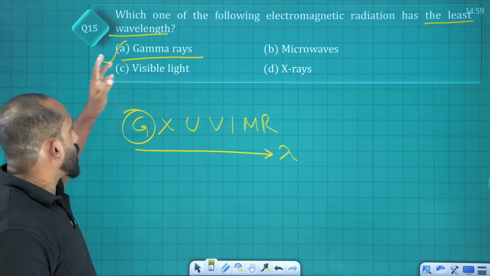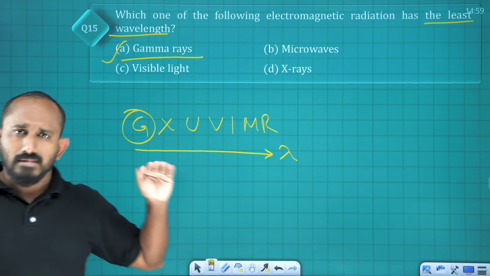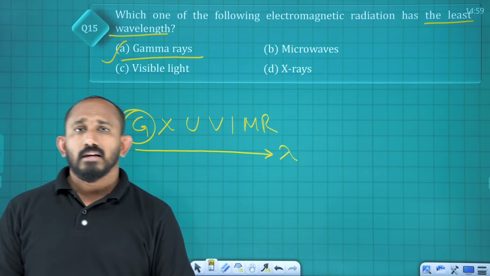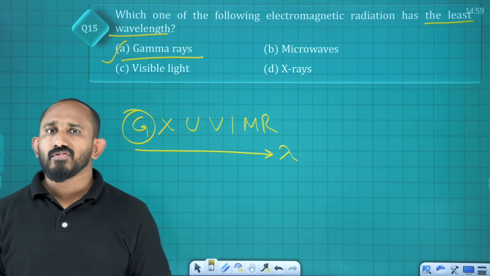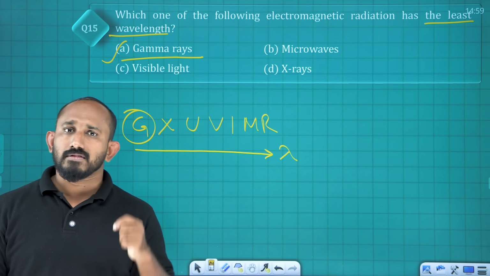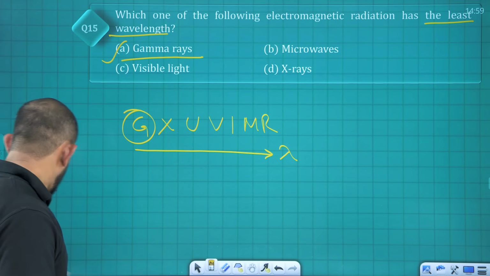Then microwaves, visible light, X-rays are there, so gamma is the first answer. Out of all these seven, gamma rays has the least wavelength. If you think about the frequency, gamma rays has the highest frequency. Let's go for the next question.